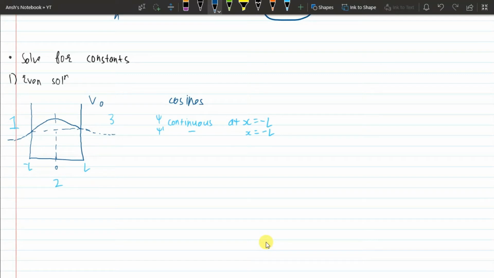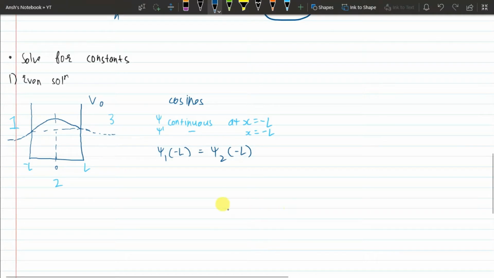So since psi is continuous at x equals minus L, and we have these regions 1, 2 and 3 right here, psi 1 of minus L is equal to psi 2 of minus L, which means that the value of the wave function in the first region is equal to the value of the wave function in the second region at this boundary, at this wall right here.